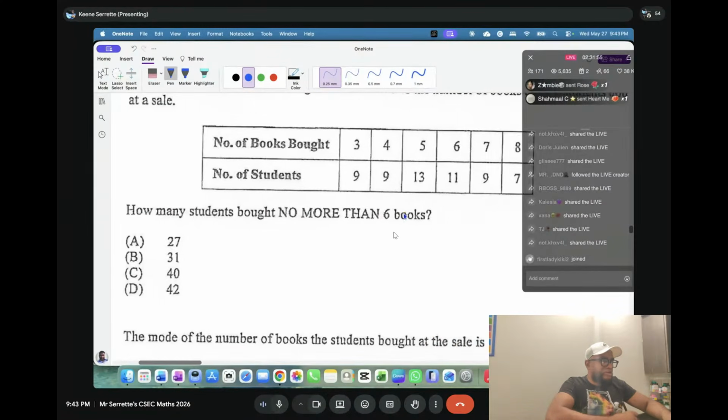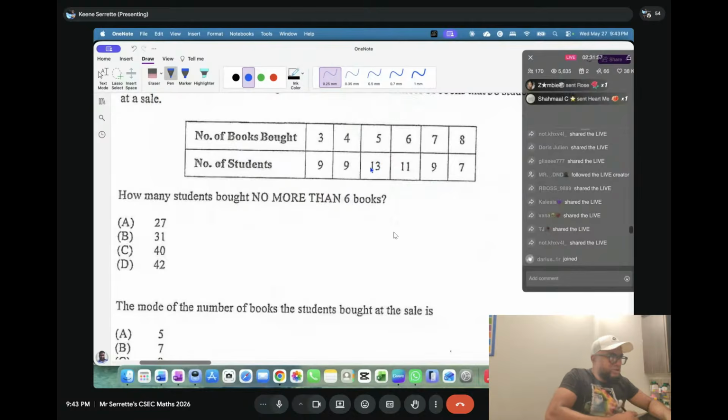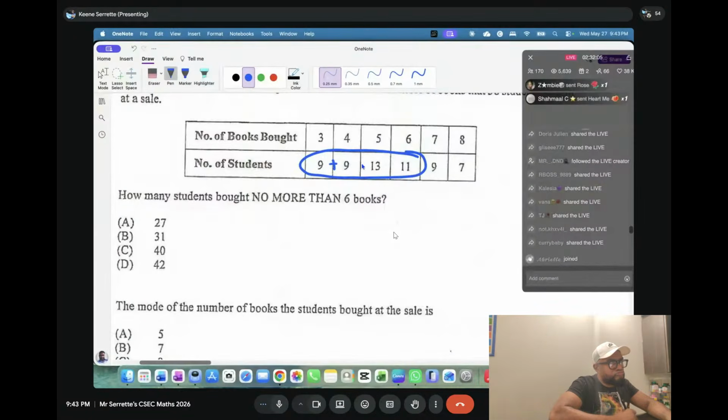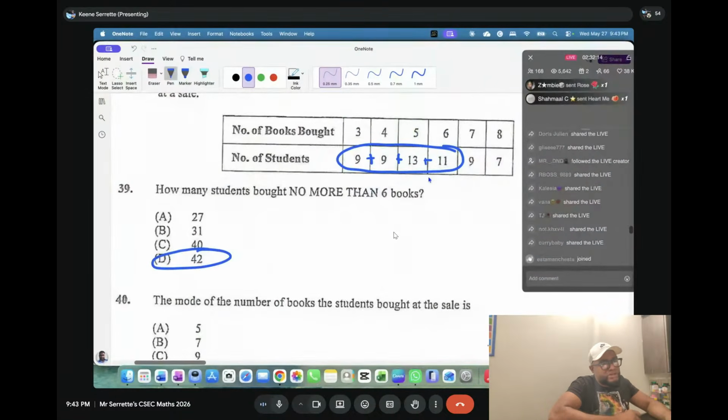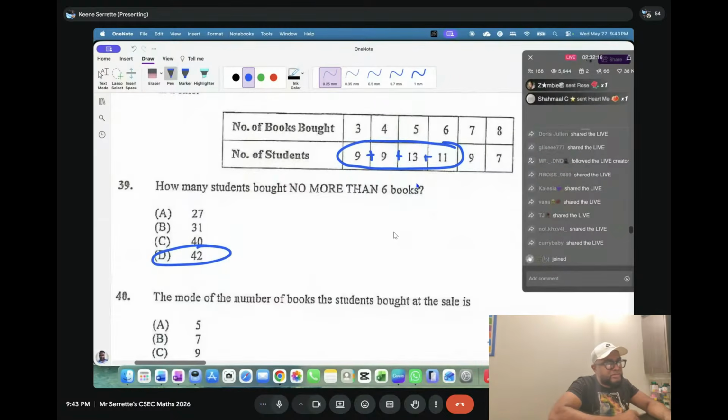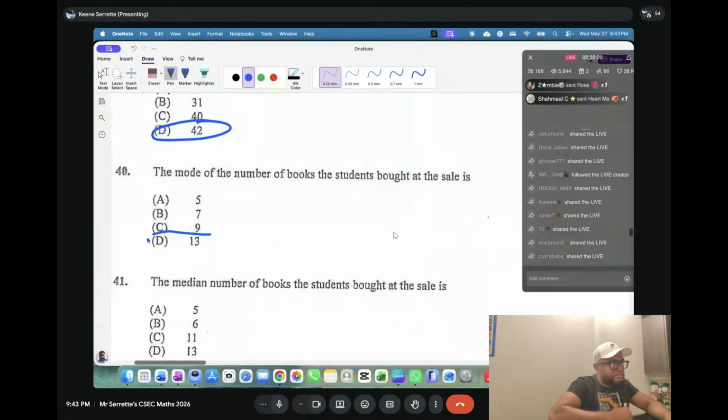How many students bought no more than 6 books? No more than 6 books will be 6 or what? Could somebody tell me how much it's adding up to? Let's go. Moving here. Mode. Which number of books did the most amount of students buy? Because we had 13 students buying 5 books.